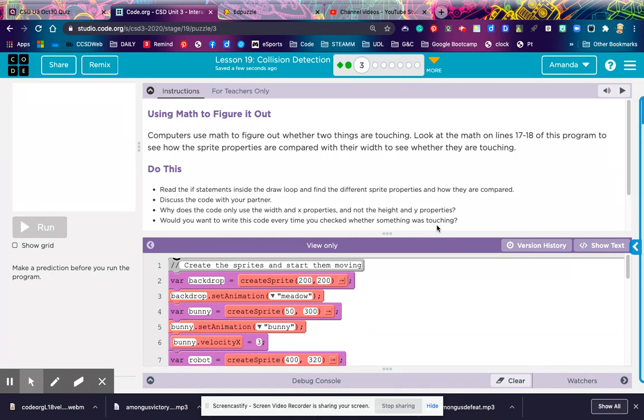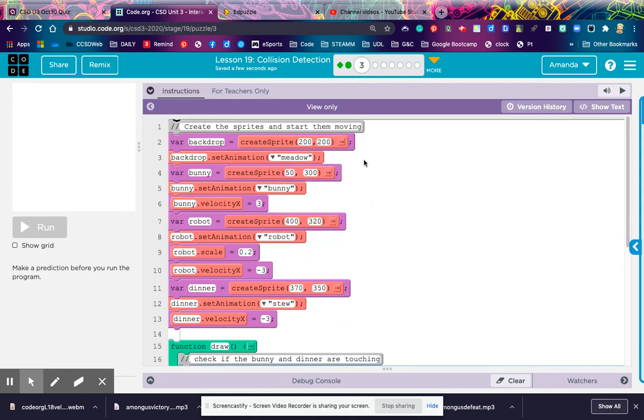Why does the code only use the width and x properties and not use the height and y properties? And would you want to write this code every time you checked whether something is touching? My guess is you probably wouldn't. So let's see what we got going on here.